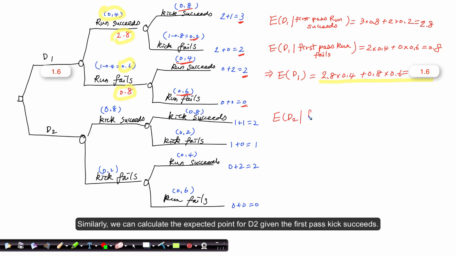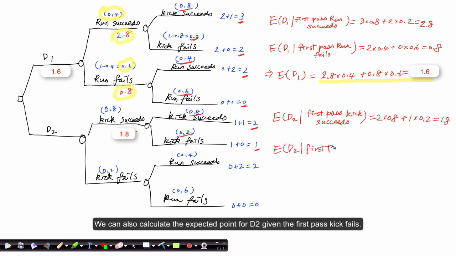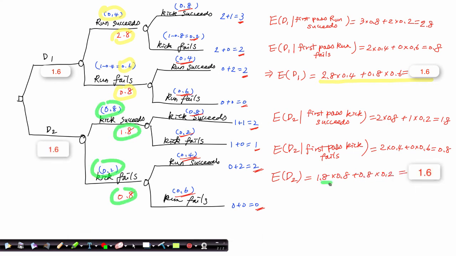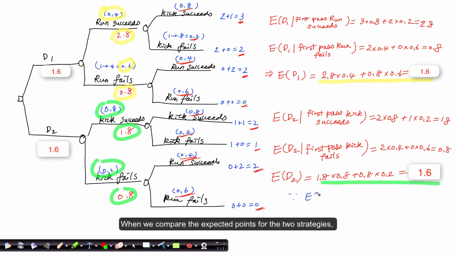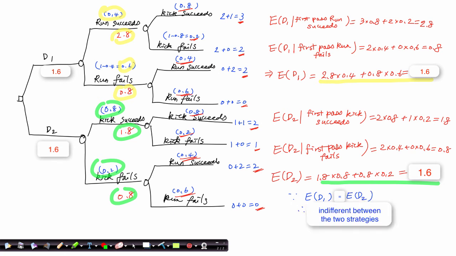Similarly, we can calculate the expected point for D2 given the first pass kick succeeds. We can also calculate the expected point for D2 given the first pass kick fails. Therefore, the expected point for D2 is 1.6. When we compare the expected point for the two strategies, we will be indifferent between D1 and D2 if we use the expected value decision criterion.